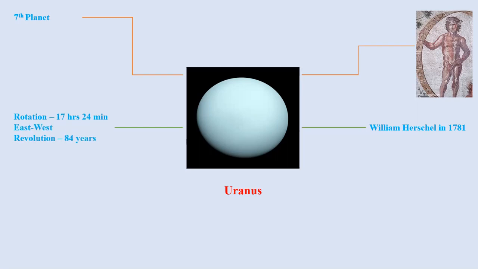Students, Uranus rotates on its axis and it takes 17 hours and 24 minutes to complete one rotation on its own axis, and it revolves around the sun and it takes 84 years to complete one revolution. This planet rotates from east to west, and hence on this planet the sun rises from the west and sets in the east, unlike our Earth.